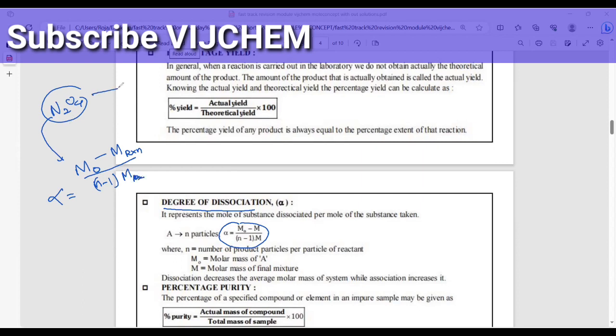So N2O4 dissociates into 2NO2. This 2 is called the n value. Before taking the n value, you should make sure that it is only 1 mole that dissociates. If 1 mole dissociates, then only this n value is taken. And for dissociation, n is always greater than 1. Minimum it will be 2 only. Okay. So then we can find out the degree of dissociation. Clear? So let us see the next one.